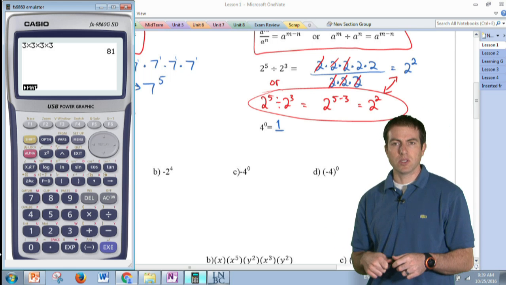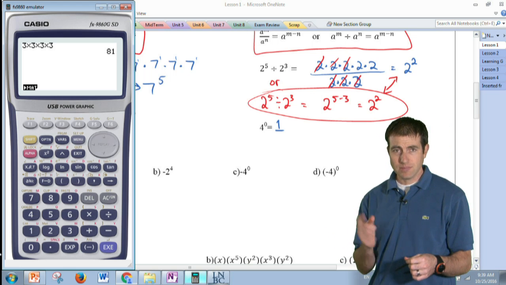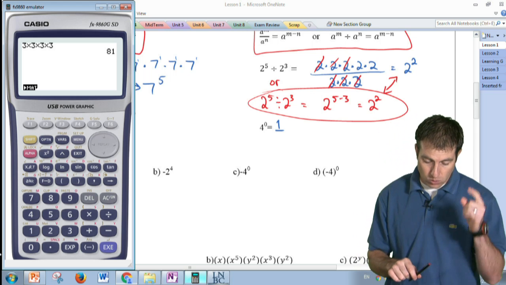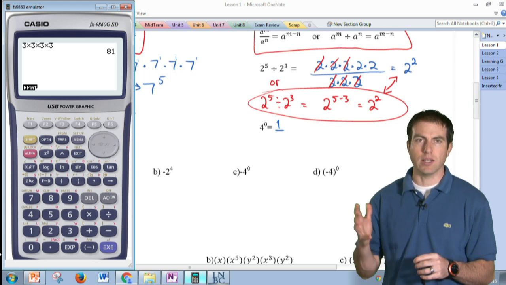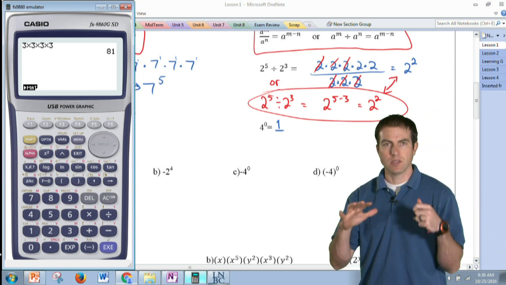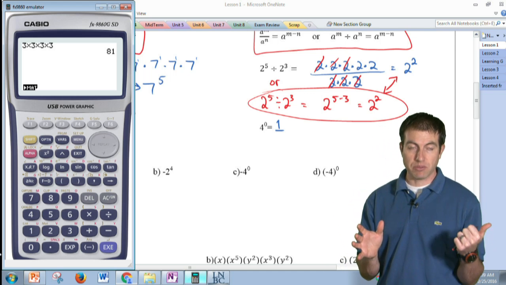Now we're not going to just multiply it out like that every time. That would just be too much work. What we are going to do is use a button on our calculator, and I warned you guys that half of this course was learning how to use your calculator. So everyone's going to have a different button.